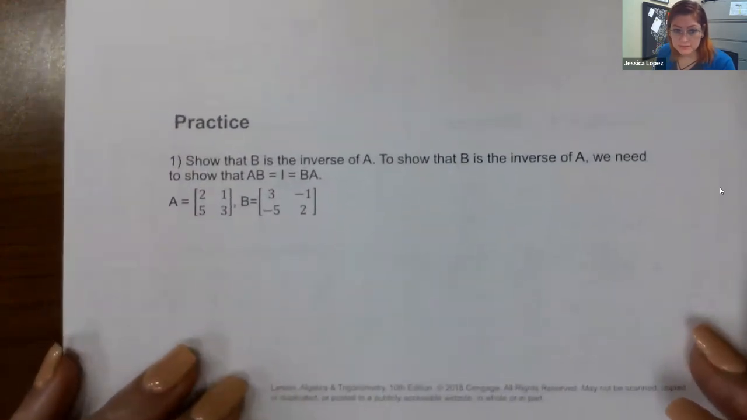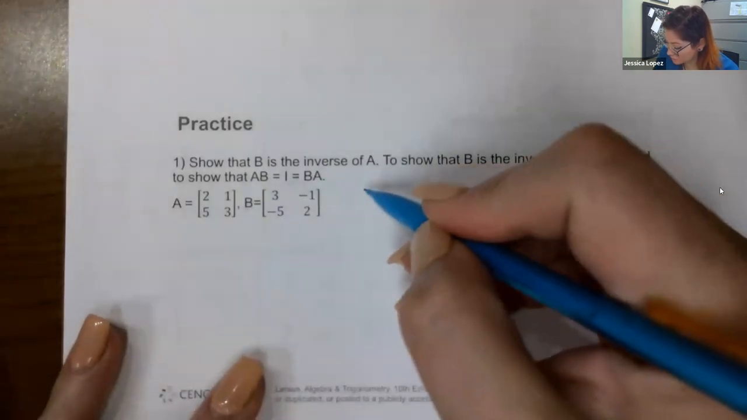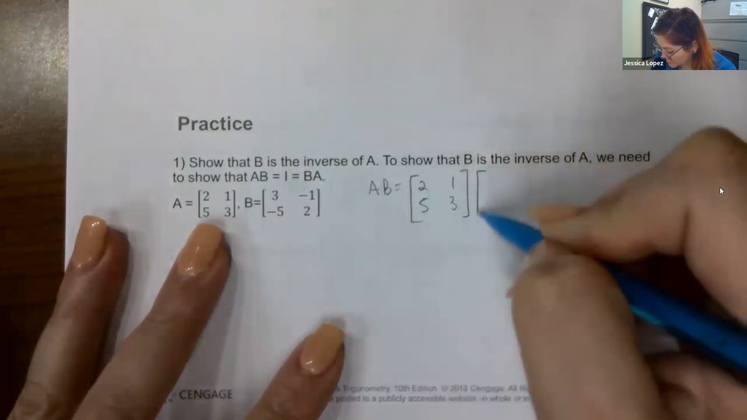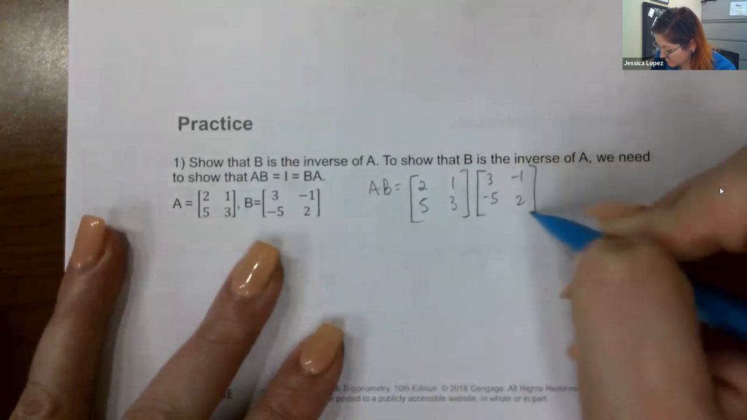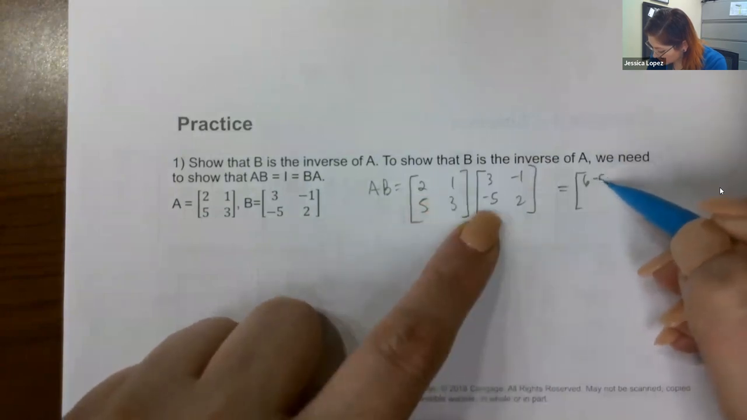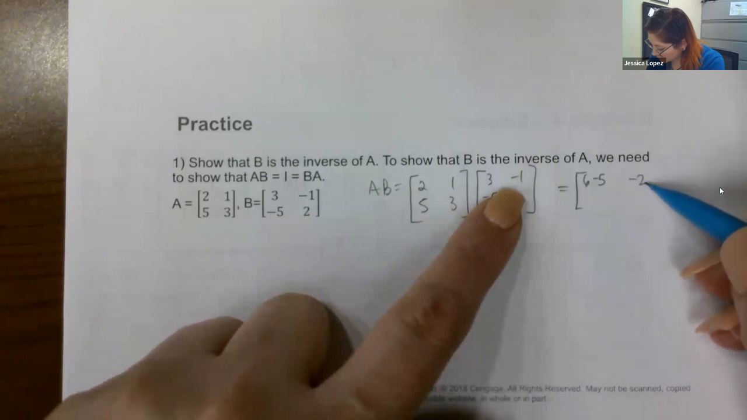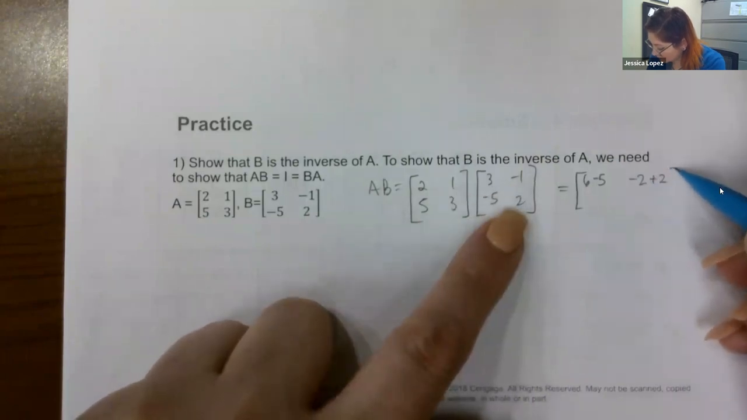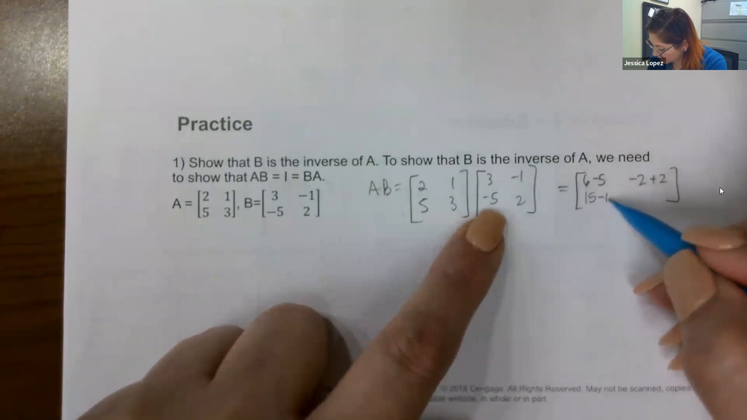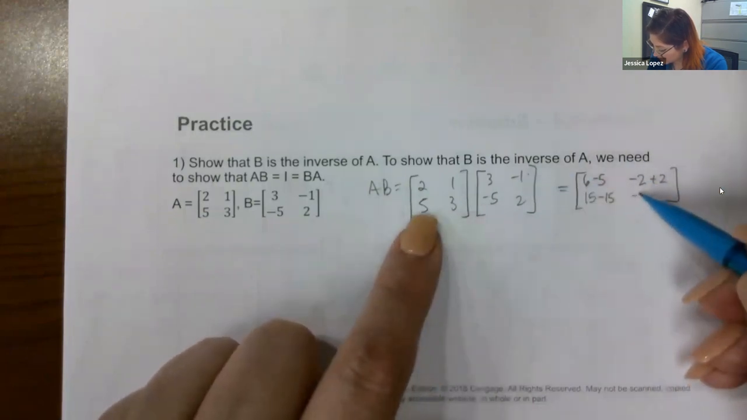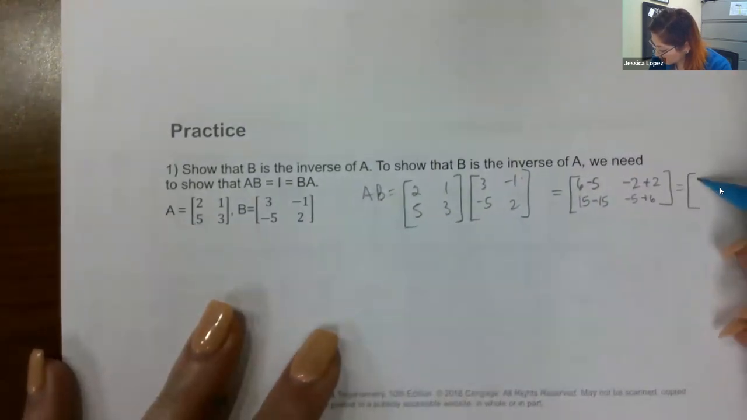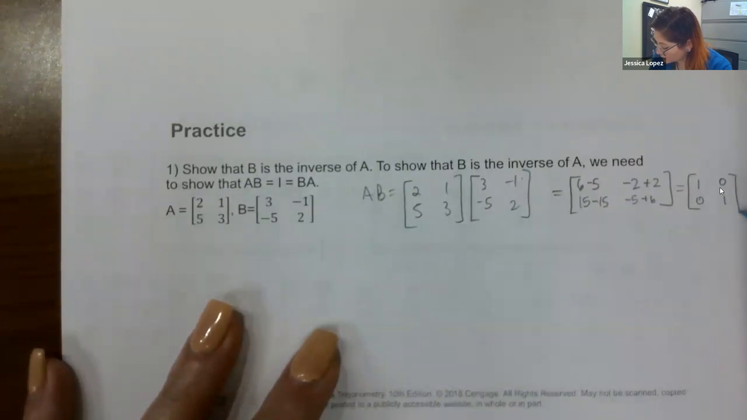So here's your practice. It says show that B is the inverse of A. So we have to do the products, AB first. So this one times this one. So I get 2 times 3, which is 6, and then 1 times negative 5, which is negative 5. Then 2 times negative 1 is negative 2. 1 times 2 is a positive 2. Then 5 times 3 is 15, or 3 times negative 5 is negative 15. 5 times negative 1 is negative 5, and then 3 times 2 is 6. And so I actually end up with 1, 0, 0, 1. So that one checks out.